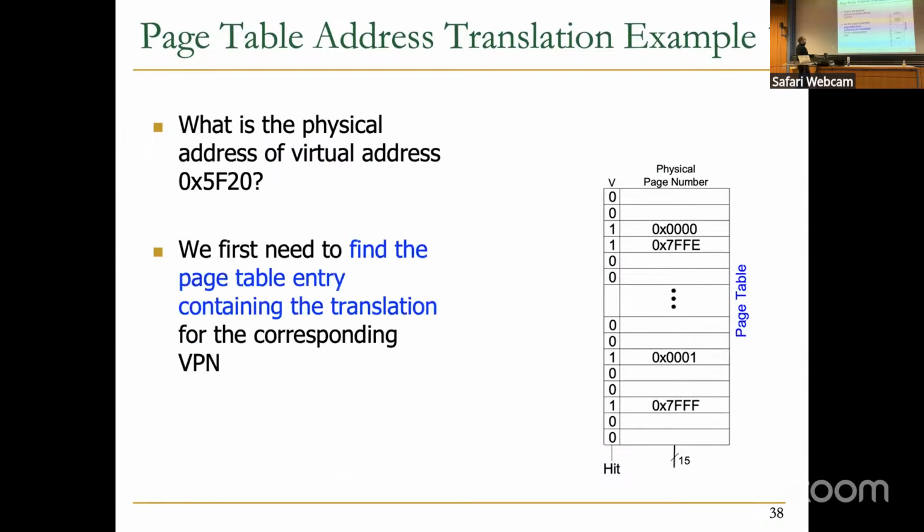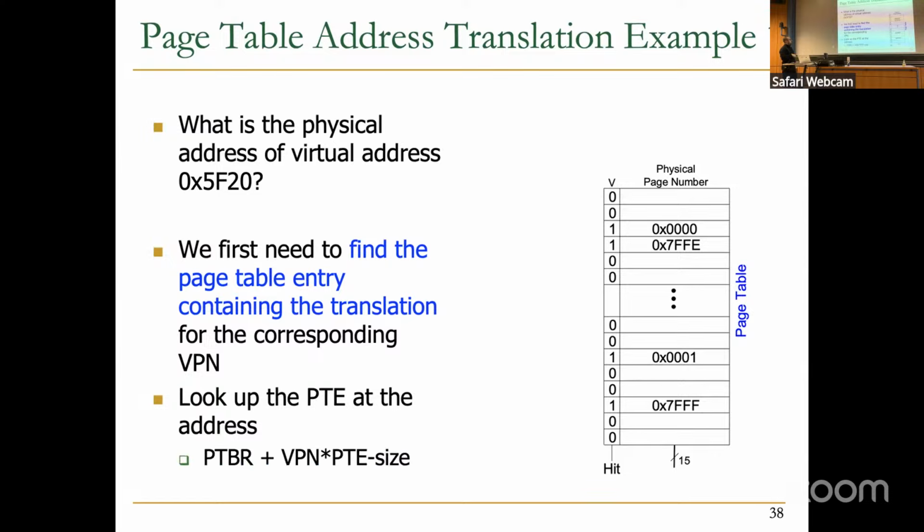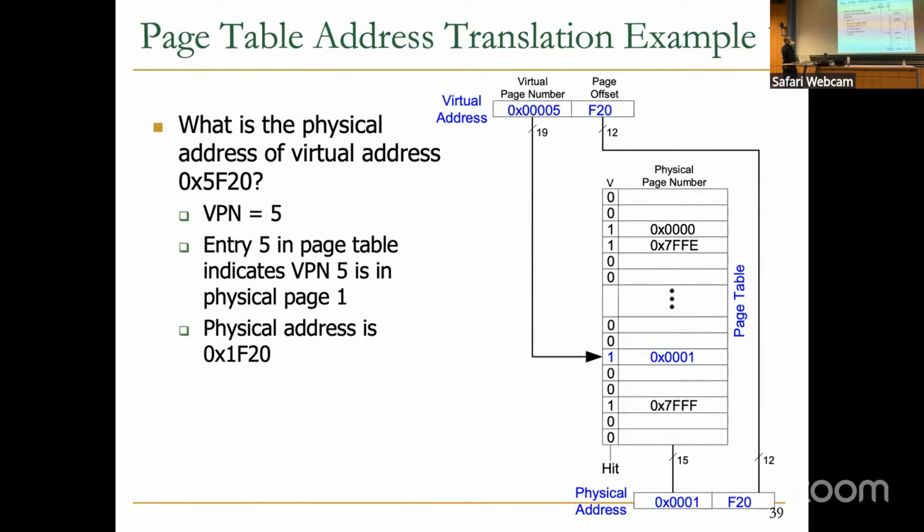So another example is what is the address of 0xF5F20? The first thing we need to do is find a page table entry that contains the translation for the corresponding VPN by looking up the PTE at this address. So for this virtual address 5F20, the page offset is F20, right? Then I don't need to translate this. Again, the physical page offset is F20.